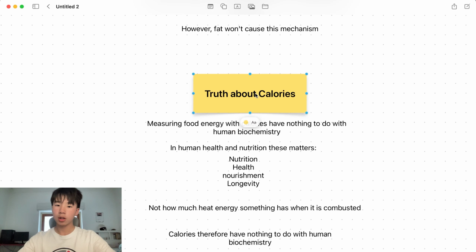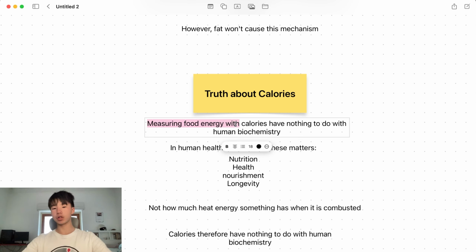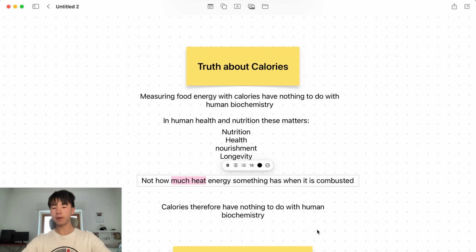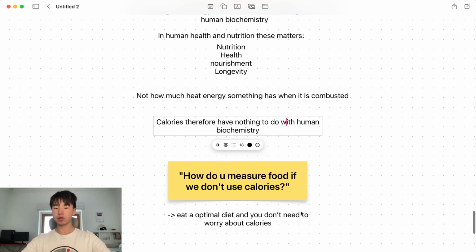So, the truth about calories: measuring food energy with calories has nothing to do with human biochemistry. In human health, we look at nutrition, health, nourishment, and longevity, not how much heat energy something has when it's combusted. Calories therefore have nothing to do with human biochemistry.